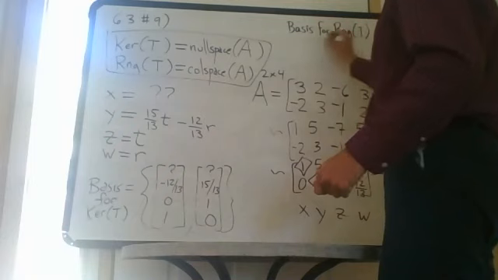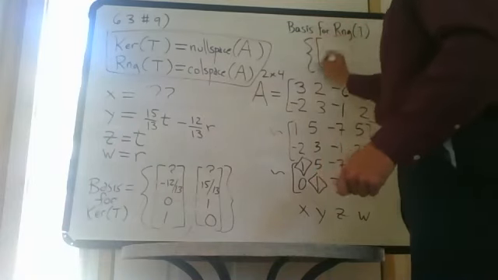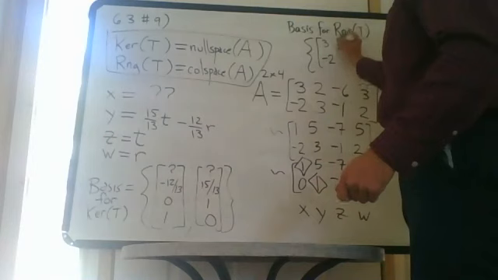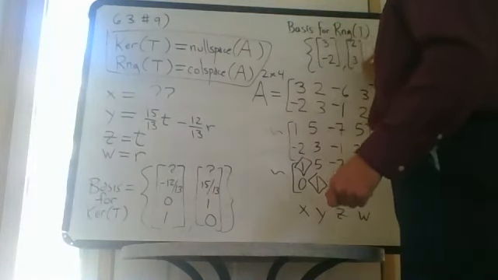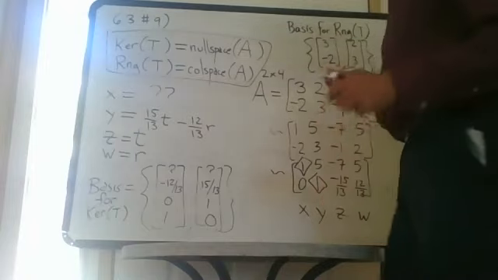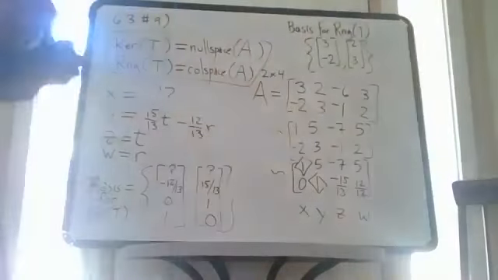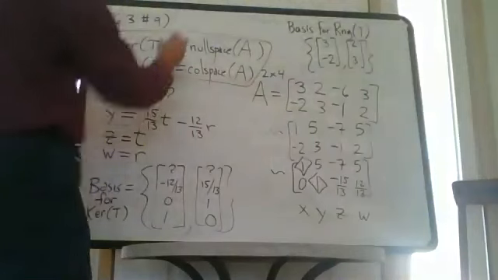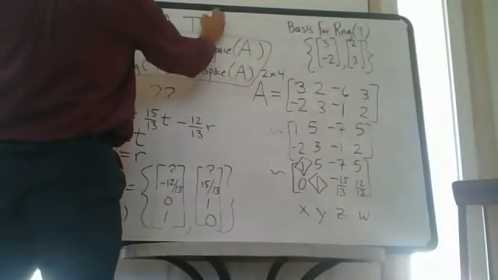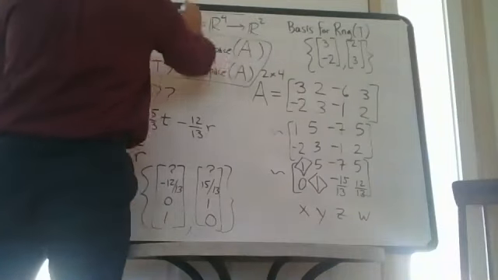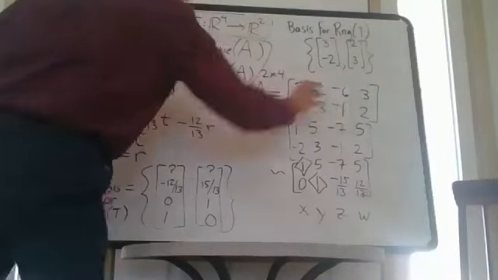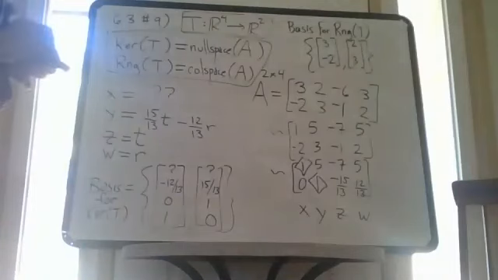Basis for the range of T is just going to be the first two columns of A. Okay? Remember that in this problem, T is a transformation from R4 to R2. And that's why we got a 2x4 matrix representation.